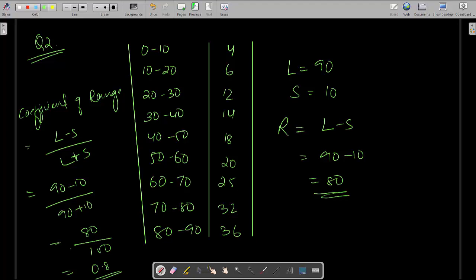Clear? Alright, so I'm going to leave you all with one homework, that is question number 12. Question number 12 from page 295 is your homework.